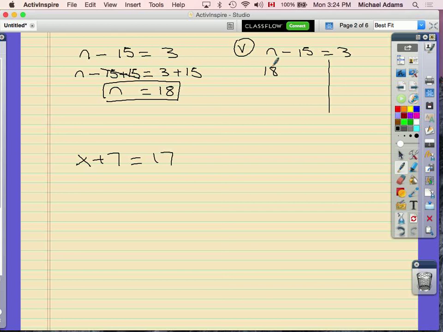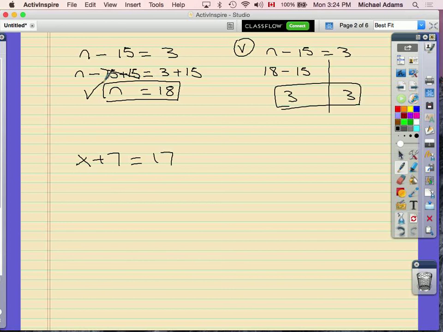Okay, I said 18 is the same as n. So 18 minus 15, do that math, I get 3, and on this side I have 3. So these two numbers are the same. The left side and the right side are equal. That means this answer is correct. Okay, let's try another one.